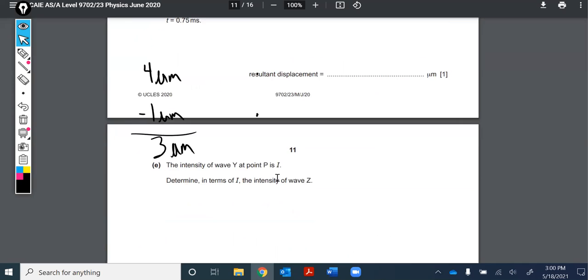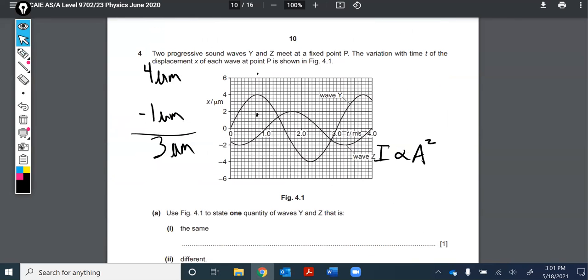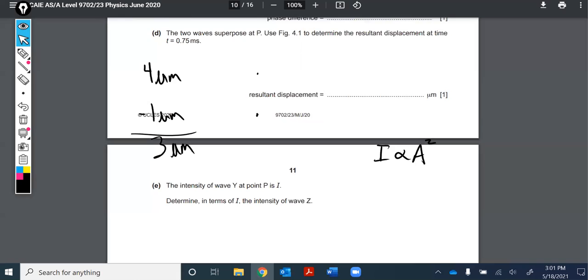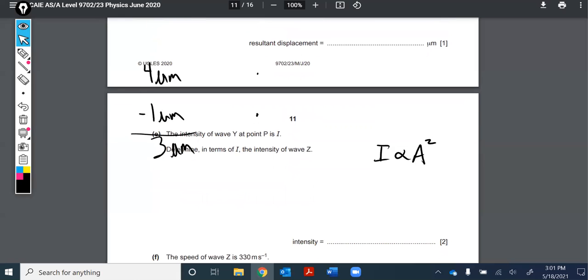The intensity of wave Y at point P is I, determined in terms of the intensity I. In terms of I, the intensity of wave Y, what is the intensity of wave Z? So here we need some key ideas, like intensity is proportional to amplitude squared. We know that the intensity of wave Y is I and its amplitude is 4. Wave Z has an amplitude of only 2. So we want to know the intensity of wave Z. I prefer to set it up like this: the intensity of Z over the intensity of Y is equal to the amplitude of Z squared over the amplitude of Y squared.